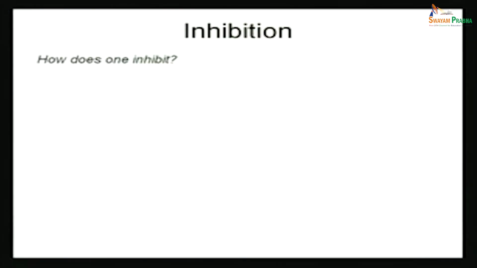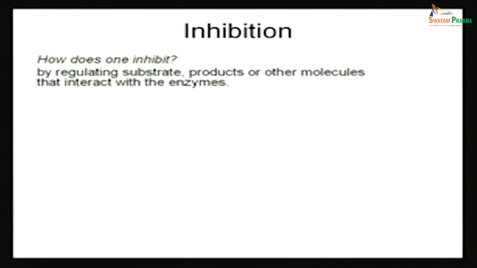So to do this, you regulate. And the way you regulate is essentially by using inhibition. So the question is, how does one inhibit? One inhibits by regulating the substrate, products, or other molecules that interact with the enzymes.